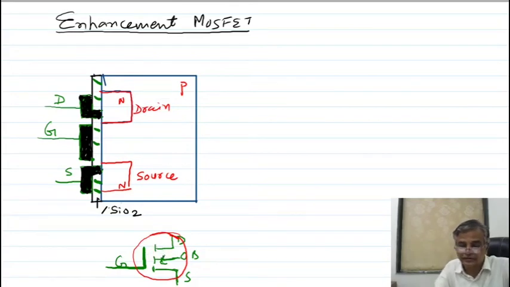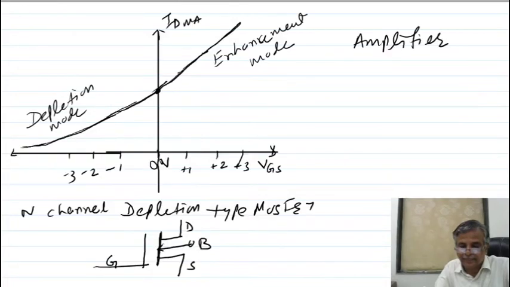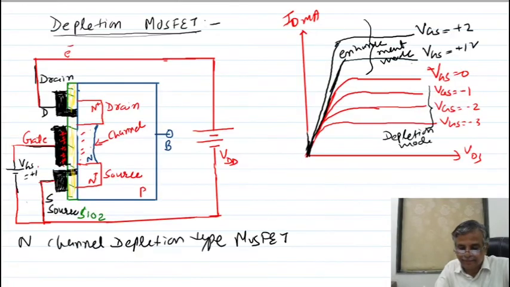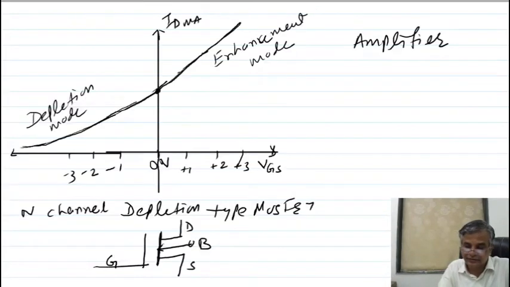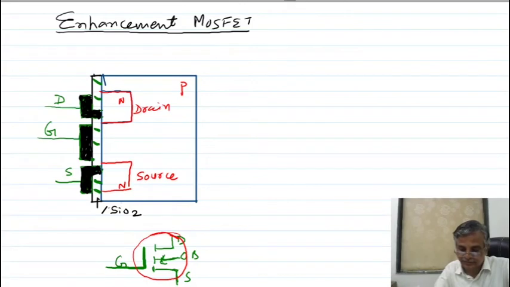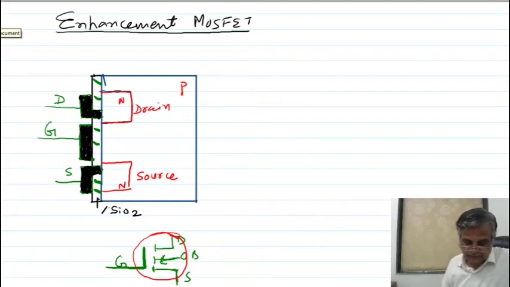In the previous one, see, a continuous line. So I have shown a continuous line between drain and source. In the enhancement type, there is no channel, so we have not shown it. A broken line indicates no channel existing between drain and source. Let us see how it works.